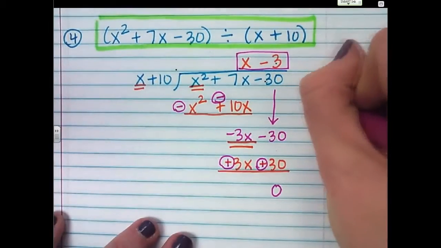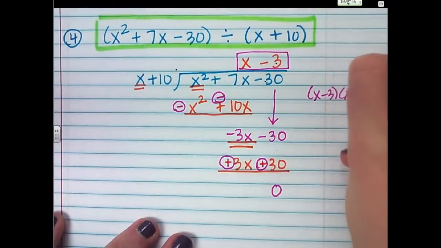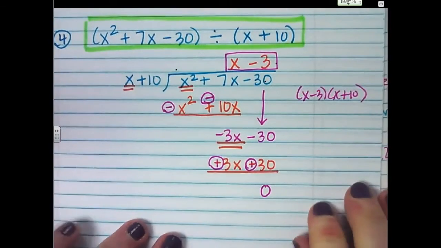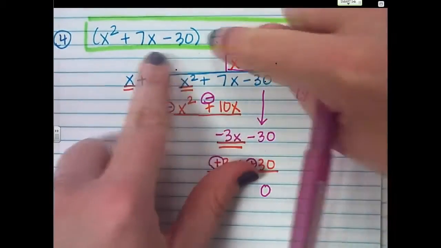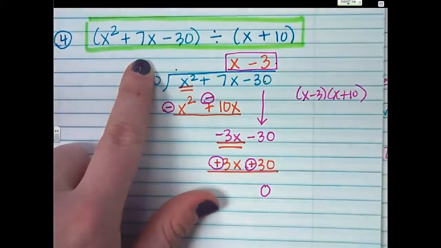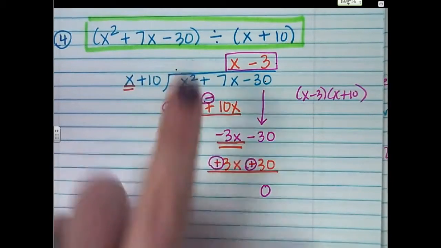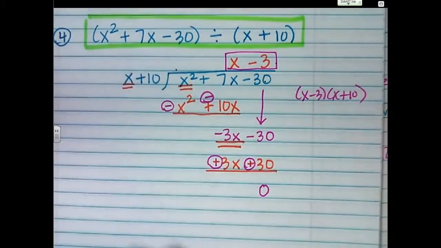So if I was to take x minus 3 and x plus 10, if I take my quotient, what I got here, and my divisor, I multiply them together, I should get this. X squared plus 7x minus 30. So you could check yourself if you wanted to. Just takes a little bit longer.